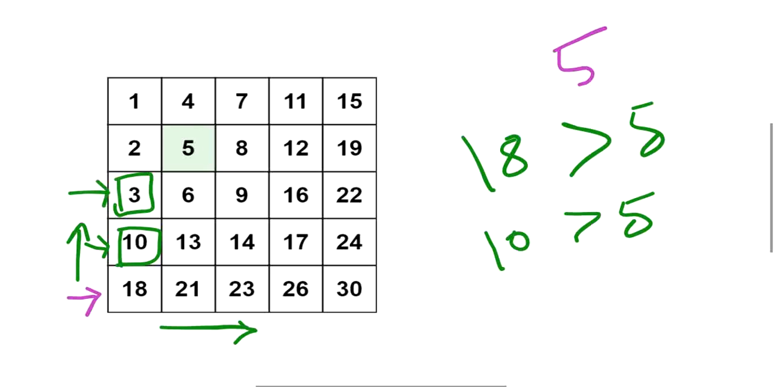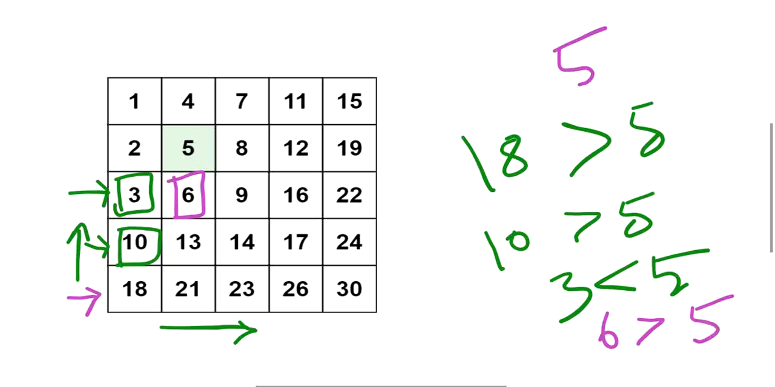We ask whether 3 is less than, equal to, or greater than 5. 3 is actually less than 5. So in this case, we have to move towards the right direction. So now our pointer moves to 6. Again it is asking whether 6 is greater than, less than or equal. So 6 is actually greater than 5. So what are we going to do? If it is greater, we are going to move towards the upper direction. So now we move our pointer up and we found our target and we have to return true.